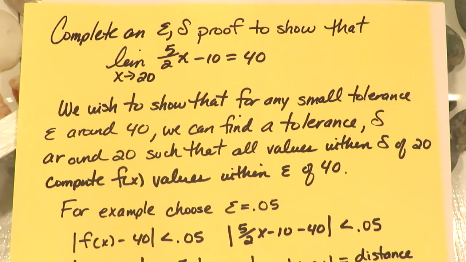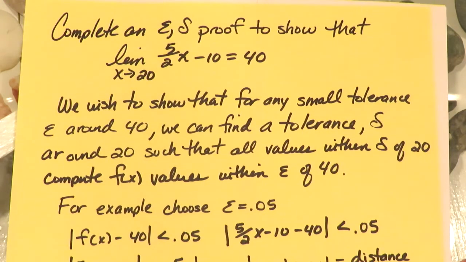We're wishing to show that for some small tolerance, which we're going to call epsilon, around 40, we can find a tolerance delta around 20, such that for all values within delta of 20, you compute f of x values that are within epsilon of 40. So as long as I stay within a certain amount of 20, I will always stay within my set boundaries of 40, where epsilon is your set boundary.